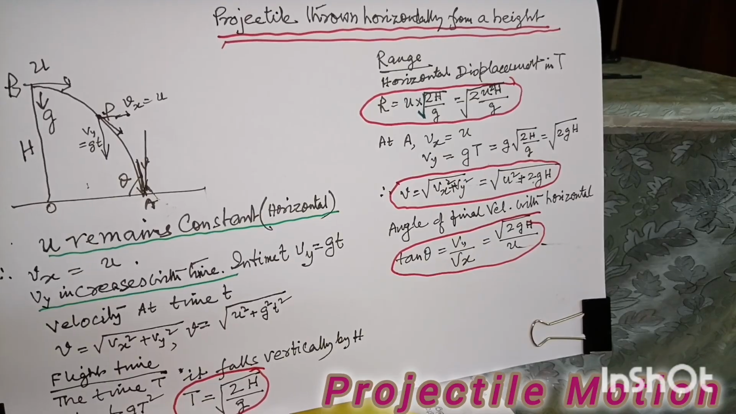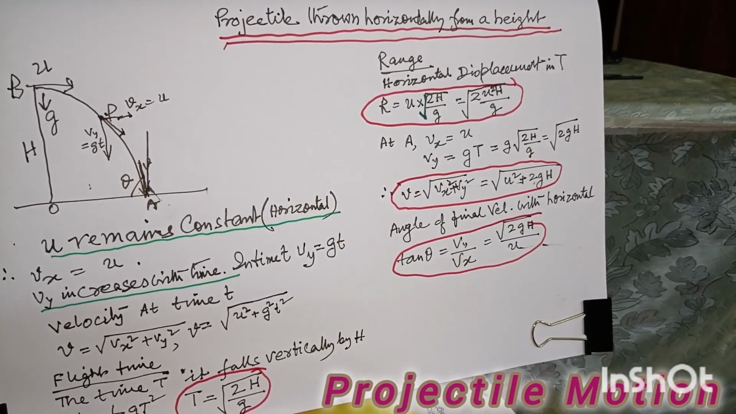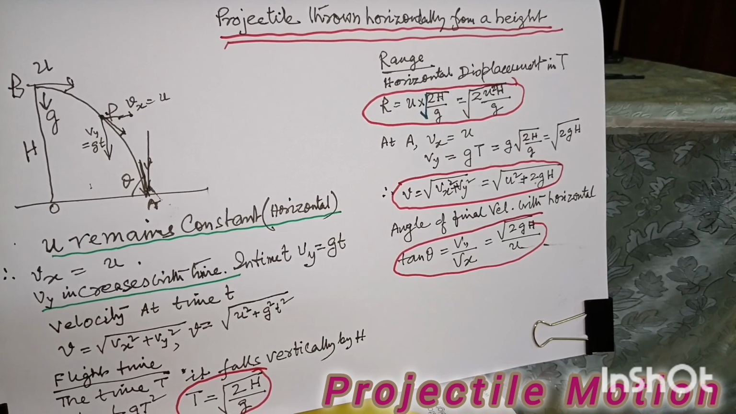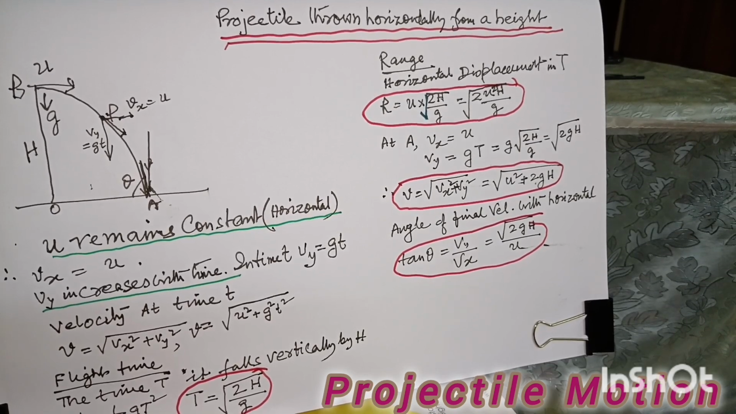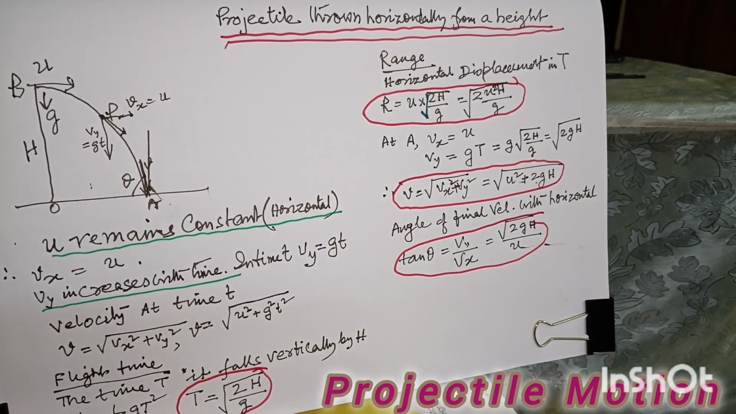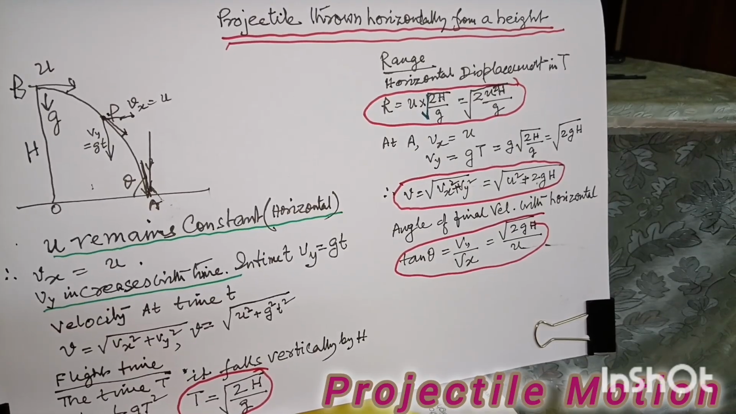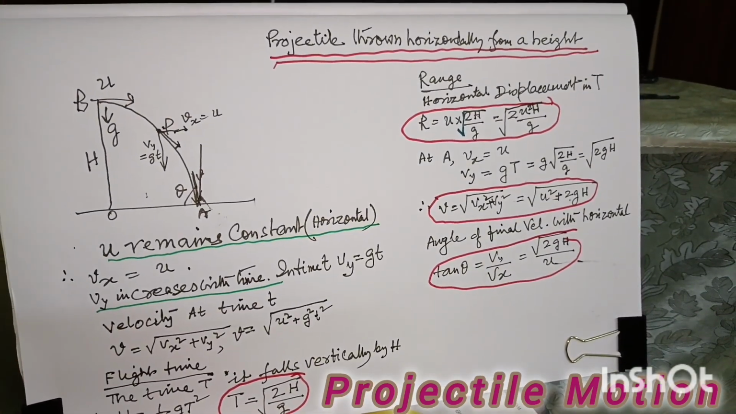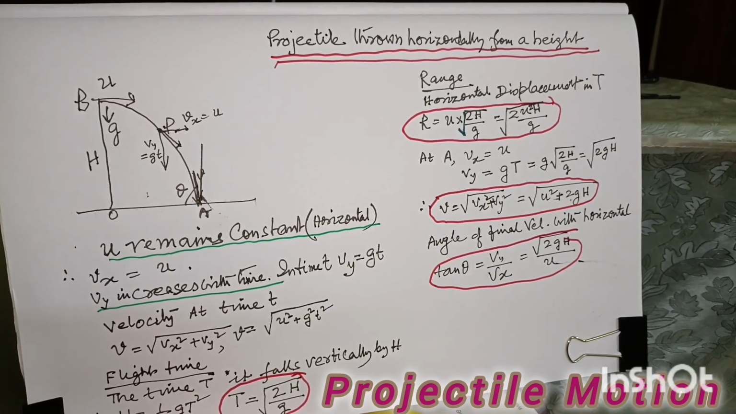And at any time t also, we can find the velocity by v equal to root over Vx square plus Vy square, that means root over u square plus g square t square. Similarly, at any time we can also find the angle with the horizontal: tan theta will be Vy by Vx. So we can do that. So this is all about projectile thrown horizontally from a height.